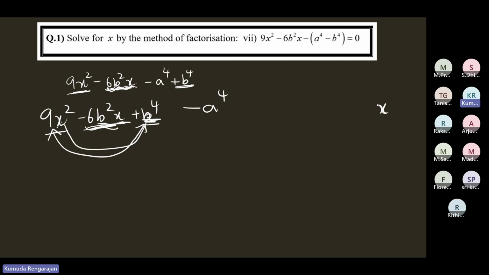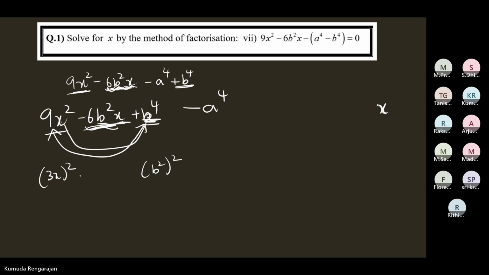So how can you write 9x square? It is 3x the whole square, and b to the power 4 is b square the whole square. 9x square is 3x the whole square, because 3 square is 9, x into x is x squared. And b to the power 4 is b square the whole square.